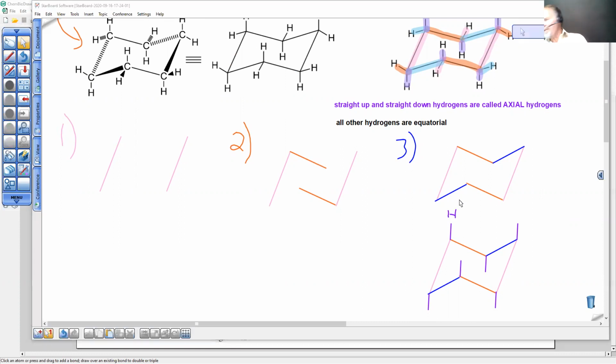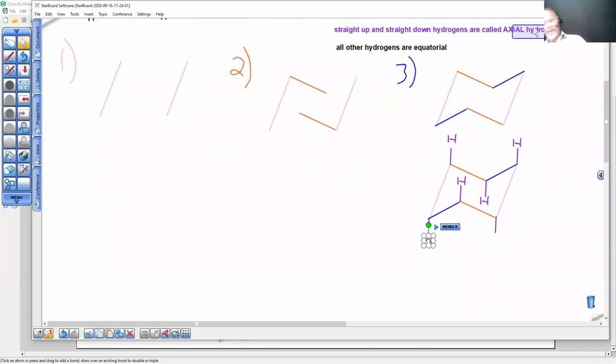All right, so I got a hydrogen there. Hydrogen there. Every carbon has an axial hydrogen. Have you figured that out yet? And I'll even tell you, how do you know whether it's up or down? All right, do we have 6? 1, 2, 3, 4, 5, 6. We do.